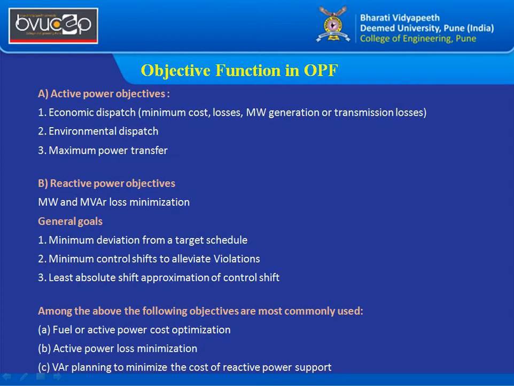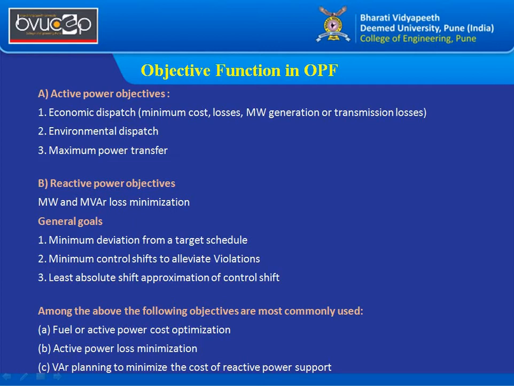And for reactive power objectives, it can be in the form of active and reactive power, that is MW and MVAR respectively, loss minimization. So how are these general goals going to be set for reactive power? One is having minimum deviation from the target schedule. Whatever the target is, we have to achieve the target. There should be no deviation. The difference between the defined target and the actual should be 0.